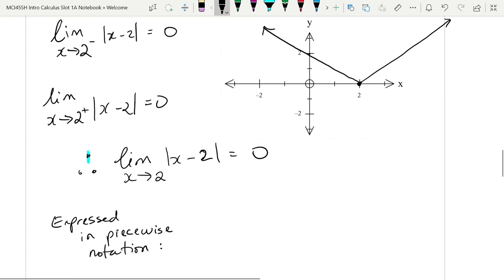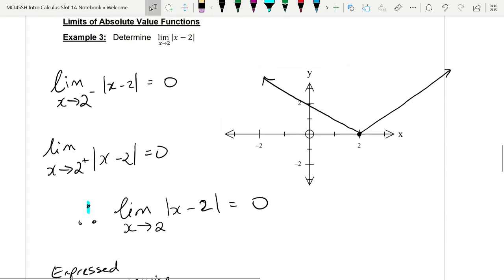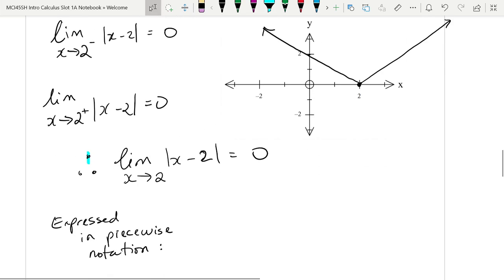So how would I describe this function in piecewise notation? First of all, is it called f? I'm going to call it f. F of x is, and do you remember doing this in grade 11? This is just grade 11 review at this point. How could I make that graph if I wasn't allowed to use the absolute value function?